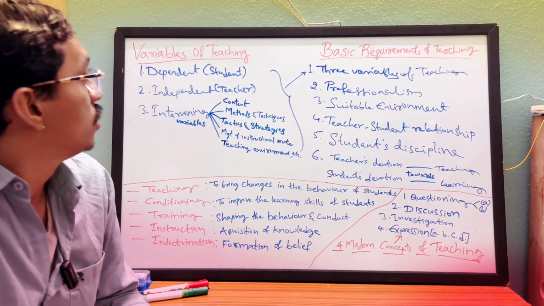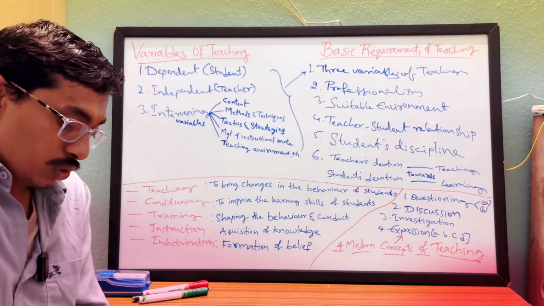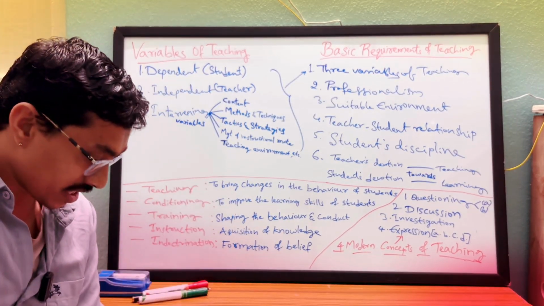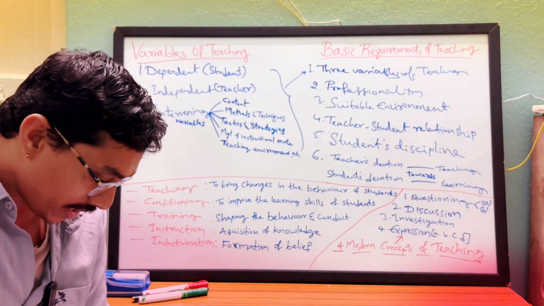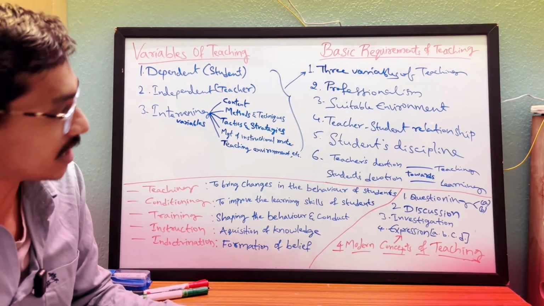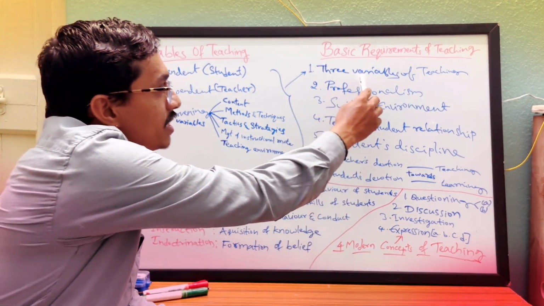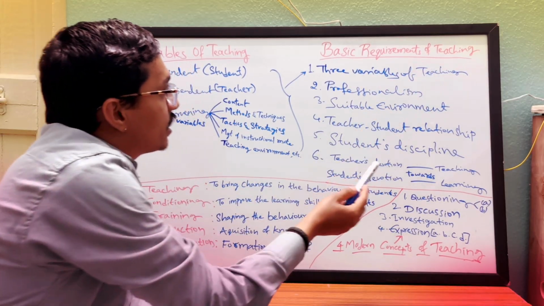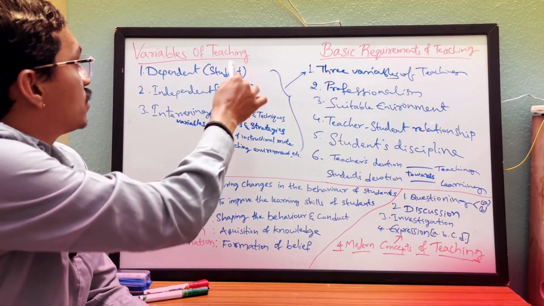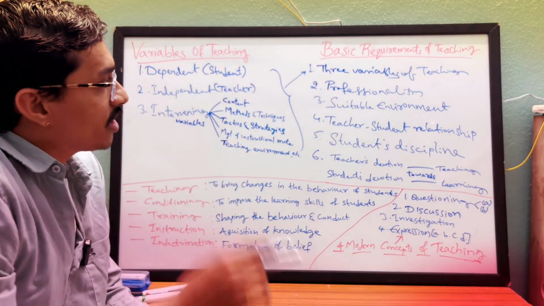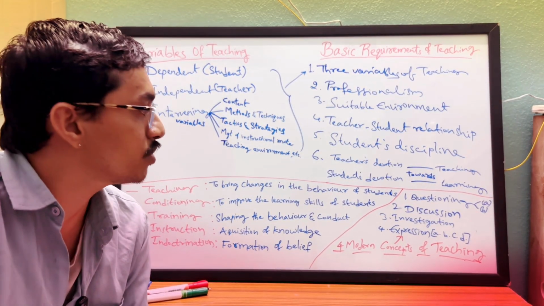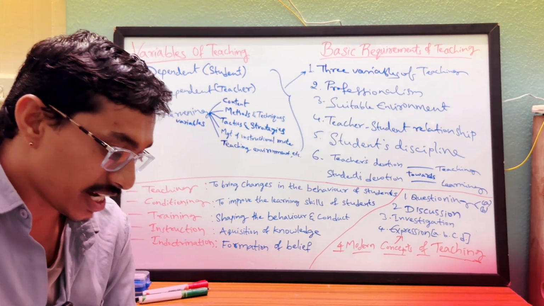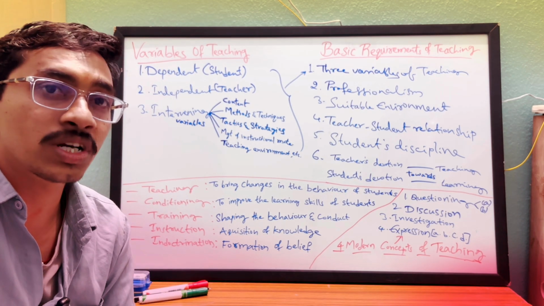Then I will read a few important points under the variables and basic requirements. Under the basic requirements of teaching, 3 variables are there: student, teacher, and intervening variables. And then we have professionalism, environment, teacher-student relationship, discipline of the student, and devotion of teacher and student towards teaching and learning.